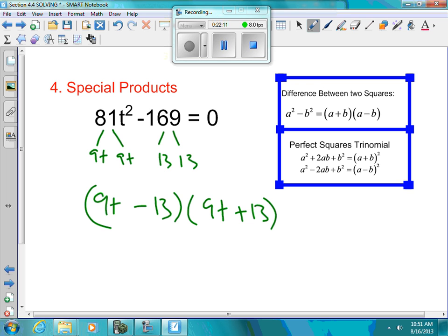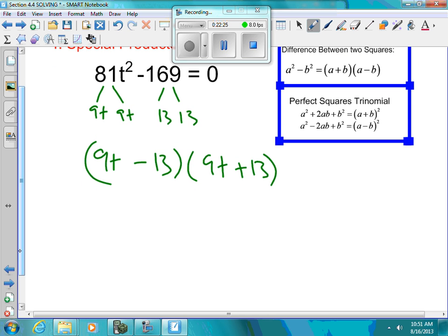Or could we do bottoms up? You could do bottoms up. You would have to put a 0t term in the middle. So you have to say what multiplies to make 81 times 169 and adds to make 0. That's not as fun. You can do it that way, so that's why I try to train you with these bigger numbers. Look for the difference of squares and perfect square trinomials.